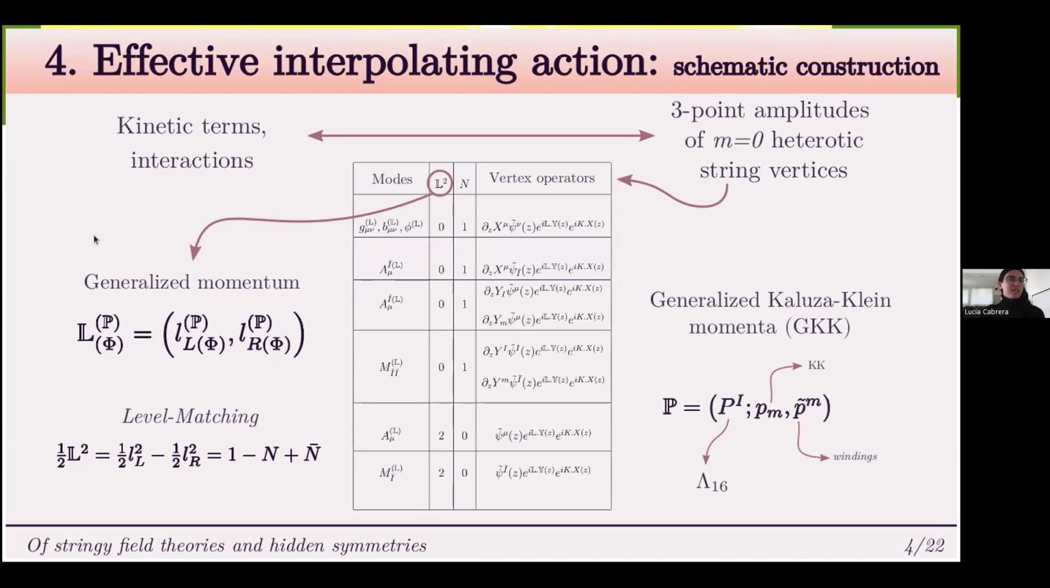Also, this generalized momentum will need to satisfy a level matching condition that depends on the number of left and right oscillators.